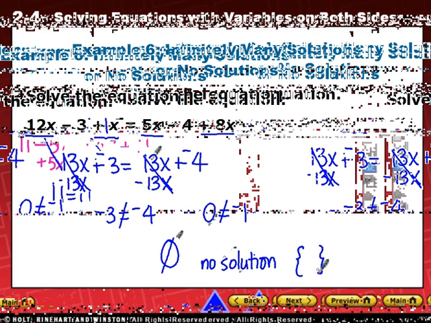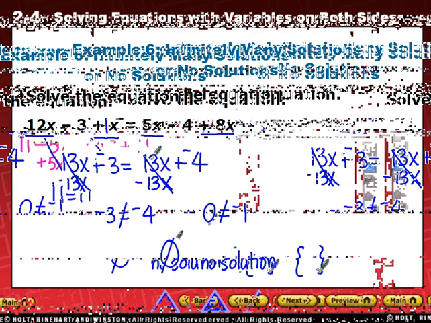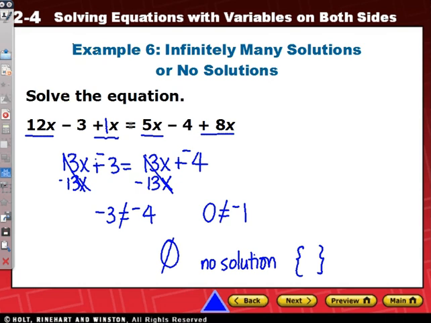We'll do some more problems like this in class so you see even better how they work before you do some practice on your own. But that's it for solving equations with variables on both sides. It's really about using all the tools in your toolbox that you've been learning both last year and this year.